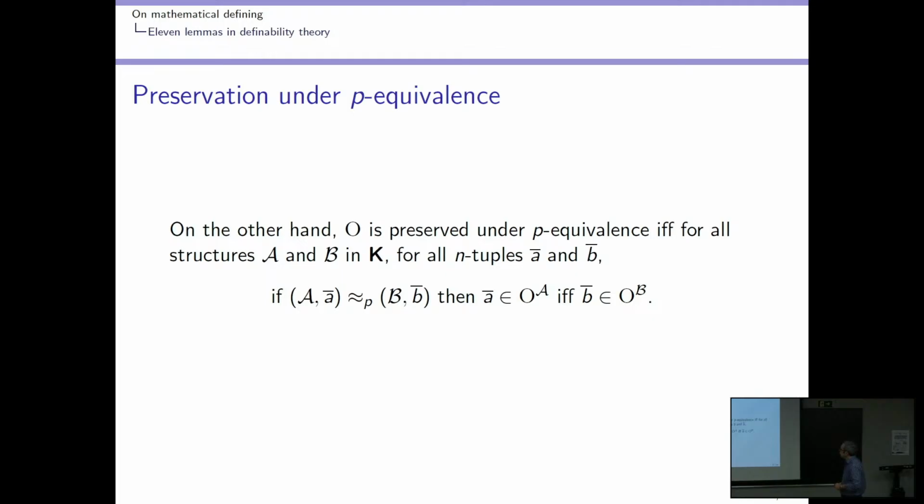So we have said what it means to be definable: when a predicate O is explicitly defined by a formula phi. On the other hand, O is preserved under P equivalence or under P partial isomorphisms if and only if for all structures A and B and for all n-tuples A bar and B bar, if there is a P partial isomorphism matching A bar and B bar, then A bar is in the predicate O if and only if B bar is also in the predicate O.